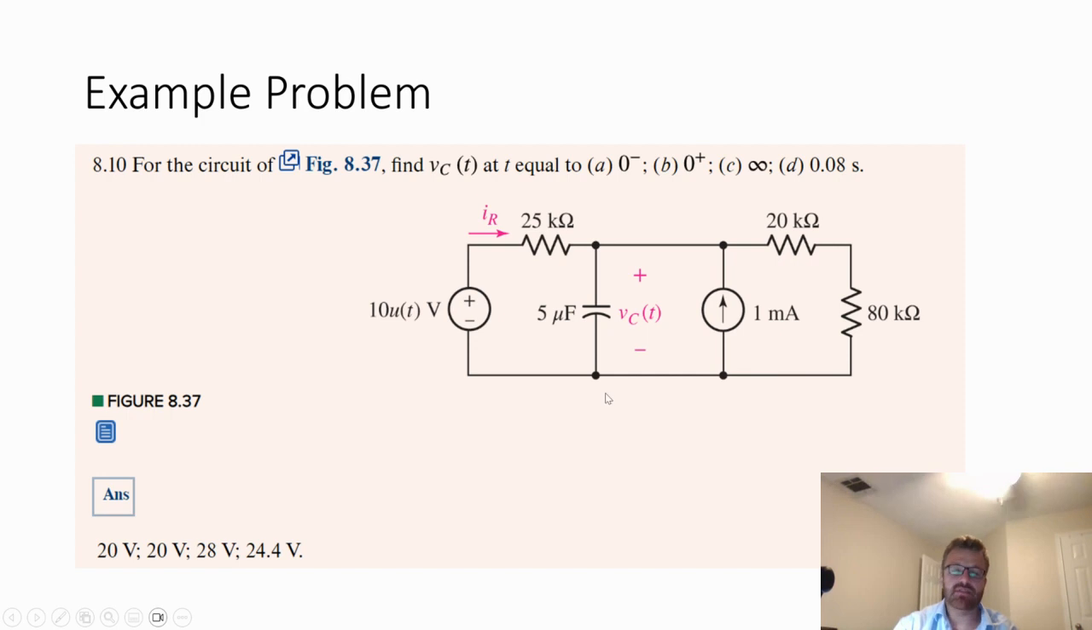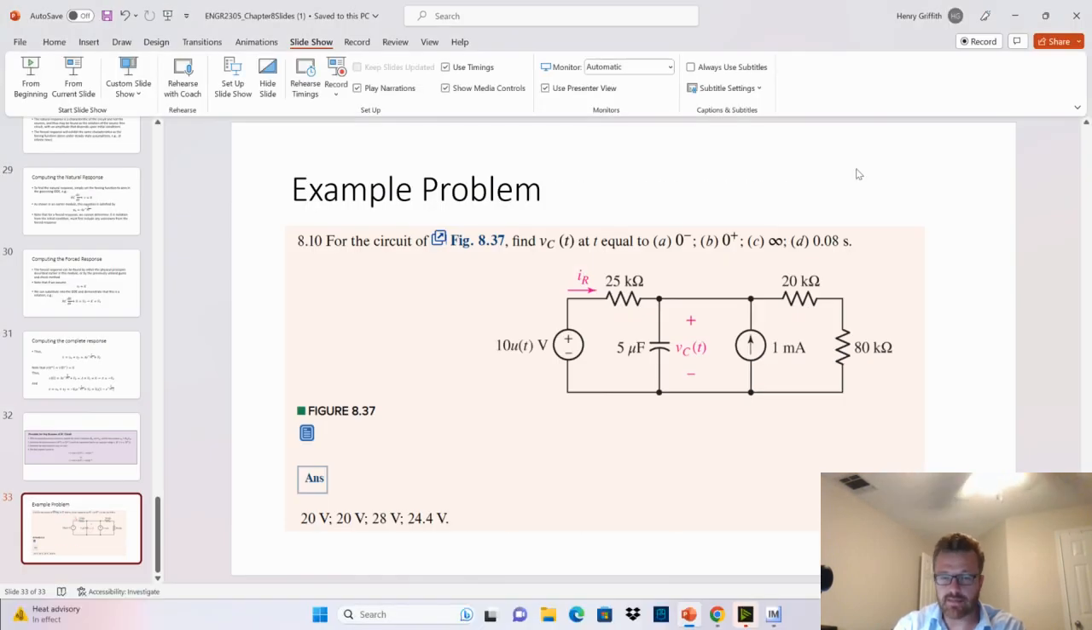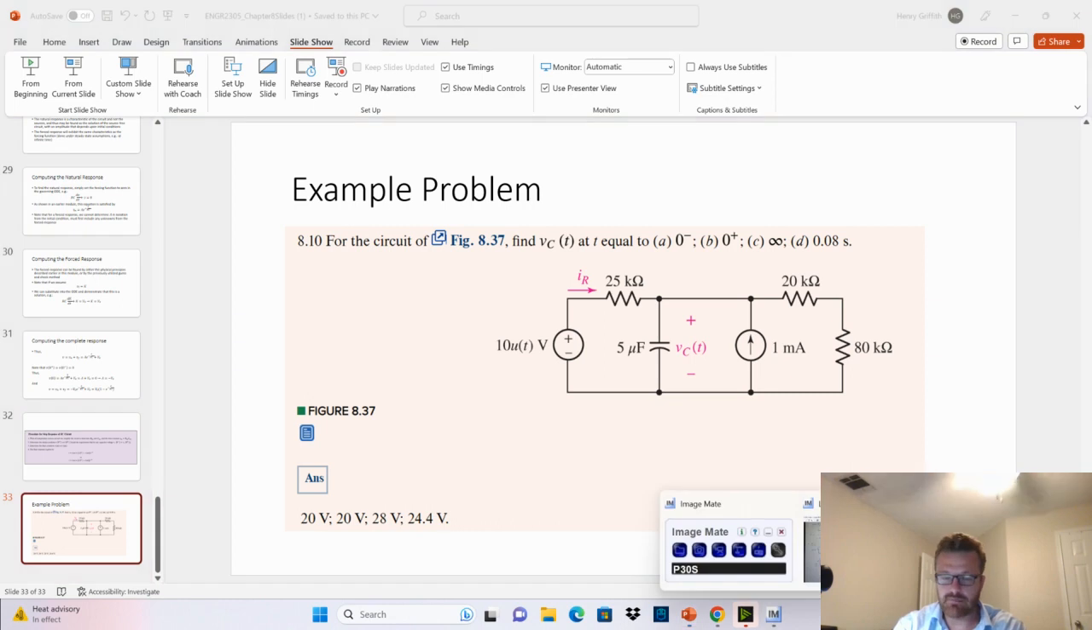So here's how it all works. Imagine you have this circuit. Hopefully you remember u of t in the last set of slides just means the step function. So what this means is this voltage actually switches on at 0 seconds. We also have a current source that's driving the circuit. We have one capacitor and we have these 3 resistors. We're asked to find the voltage across the capacitor at 0 minus. At 0 plus, we know it's going to be the same because I equals C dV dt, so the capacitor voltage can't change instantaneously. We want to find it at infinity, and we want to find it at 0.08 seconds or 80 milliseconds. So let's look at how that actually comes about.